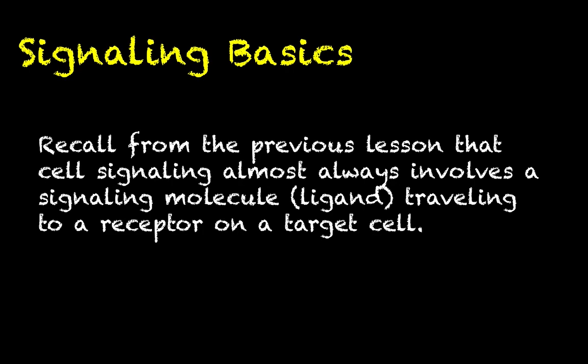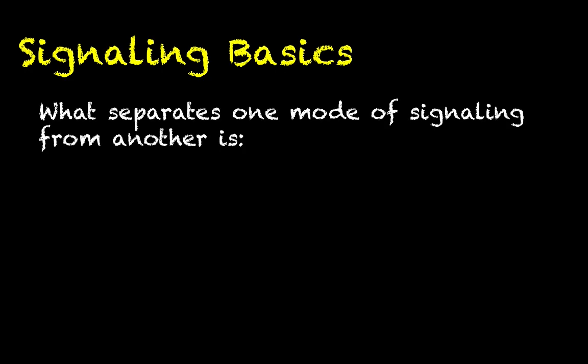So you'll recall from our previous lesson that cell signaling, cells communicating with each other in the body, is almost always going to involve some kind of signaling molecule, whether it's a hormone or neurotransmitter or something else. A signaling molecule is going to travel from the cell that secretes that molecule towards a target cell, and that ligand is going to bind to a receptor that is inherent to or possessed by the target cell.